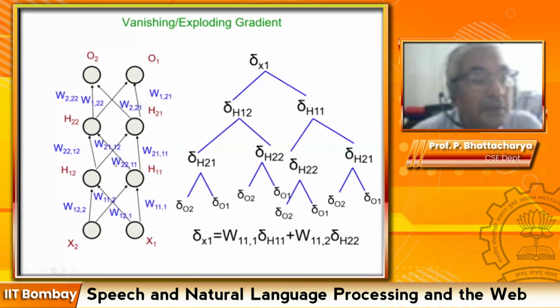Similarly, if I go from hidden layer to hidden layer, then the weight from H12 to H22 is W22, 12: 22 destination, 12 source. Then W21, 12: 21 destination, 12 is the source. And finally, W22, 22 is the weight to output neuron O2 from hidden neuron 22. Okay, so this is the notation, and this is what we follow in our discussions.